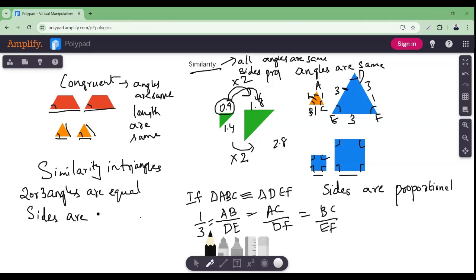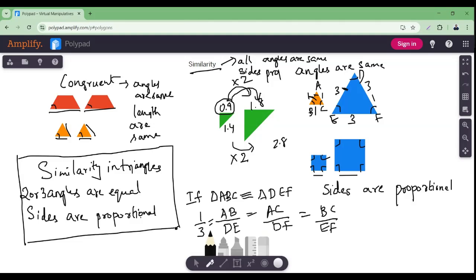Sides are proportional means if one is increasing by a factor, the other is also increasing by the same factor. That is when they are similar. They are not overlapping like congruent shapes, but they look similar, just increased in size. When they increase in size, the angles do not change; only the side lengths change. And they increase in exactly the same way. It's not that one side is increasing and the other is not. If one side increases from 1 centimeter to 2 centimeter, the other side also increases from 2 centimeter to 4 centimeter, by that same number of times.